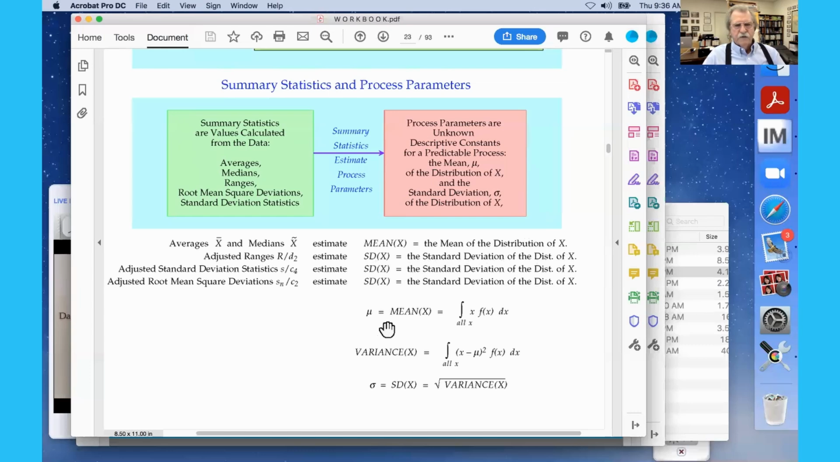Now, the definition for the mean of X is the integral over all X of X times f of X dx. When is the last time you evaluated an integral?